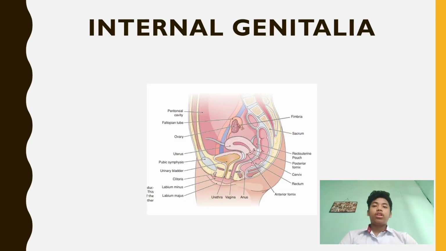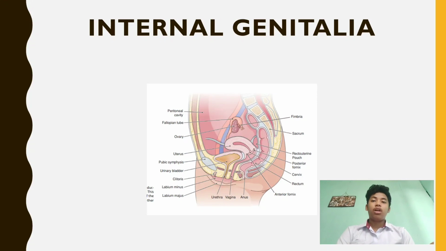The internal genitalia. So the internal genitalia structures function as the female reproductive organs. It includes the vagina, the cervix, the uterus, the fallopian tubes, and the ovaries. So first is the vagina. It is a muscular tubular organ, extends up and slightly back towards the rectum from the vaginal orifice, external opening to the cervix. So the vagina performs many functions. It allows the passage of menstrual flow, receives the penis during sexual intercourse, and serves as the lower portion of the birth canal during delivery.